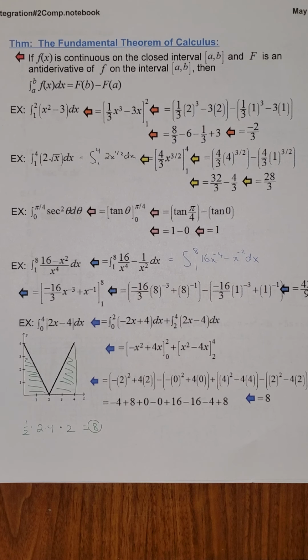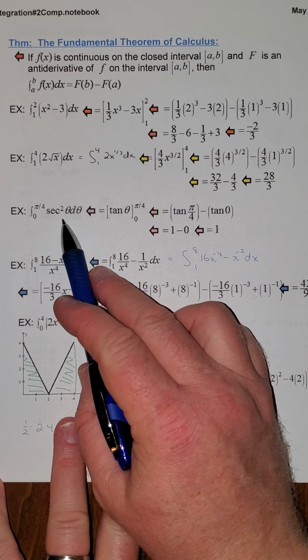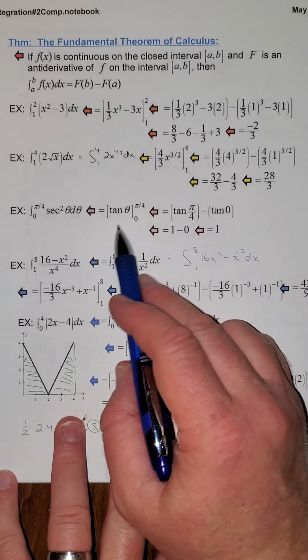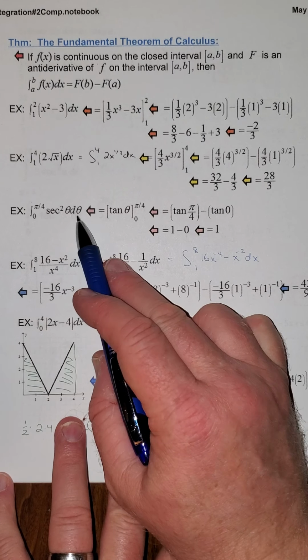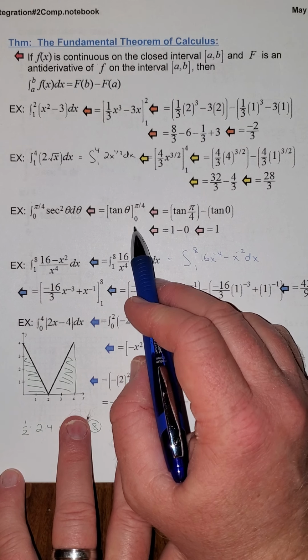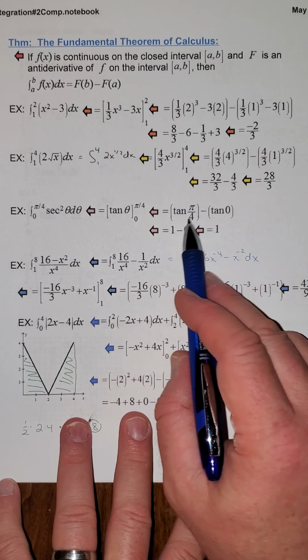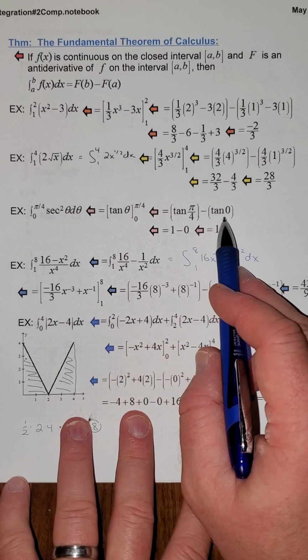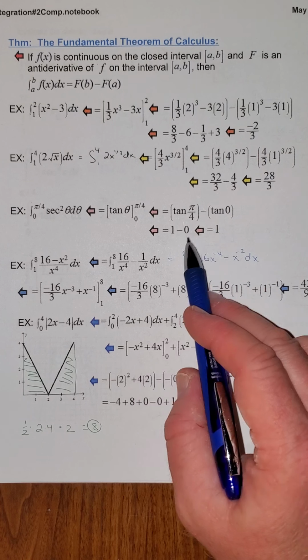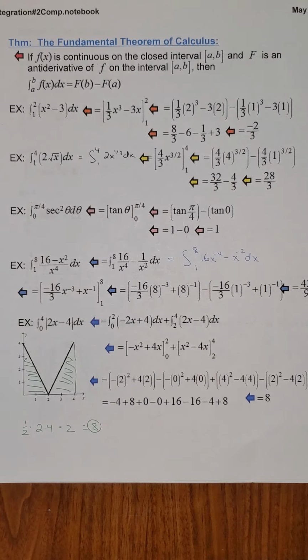Now, what about secant squared? Go to your formula sheet. What's the antiderivative of secant squared? It's tangent. Not tangent of x. This is with respect to theta. It's tangent of theta. Which number do I plug in first? You plug in the pi over 4 first. You plug in the 0 second. Tangent of pi over 4 is 1. Tangent of 0, 0. 1 minus 0 is 1.